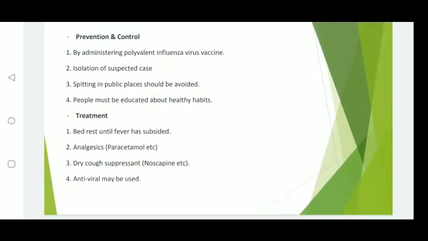Then next one is prevention and control. How we can prevent influenza or flu. First one, by administering polyvalent influenza vaccination. So influenza virus vaccination we can give. This immunization we can give for preventing influenza or flu.